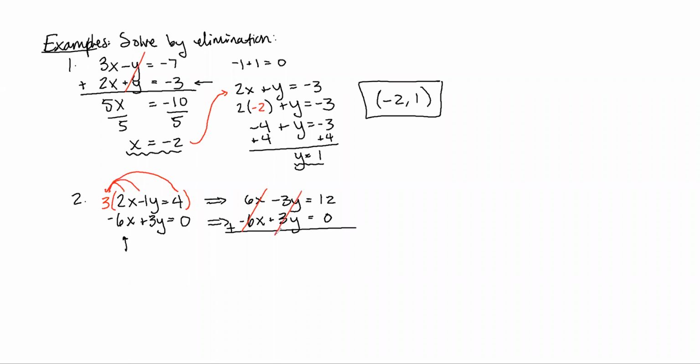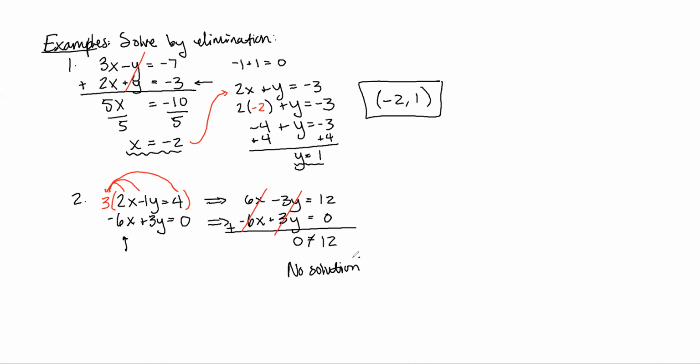But I don't want to just leave the left-hand side empty. What happens when we add opposites together? Well, we get 0. And now on the right-hand side, 12 plus 0 is 12. Now we get this false statement. We get 0 equals 12, which is not true. Anytime you end up with something that is not true, this means that we have no solution.